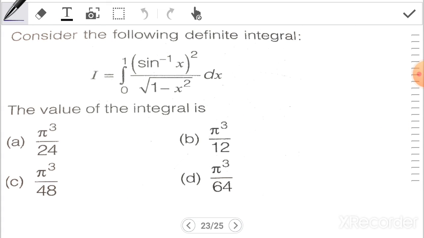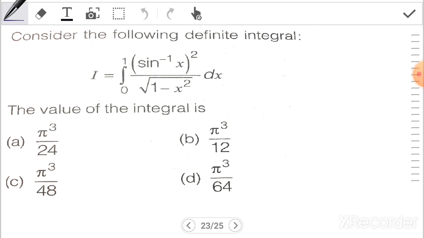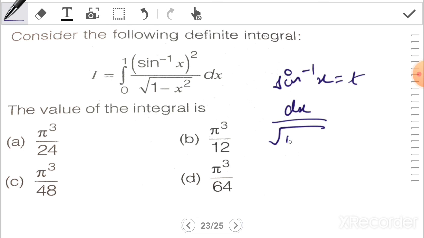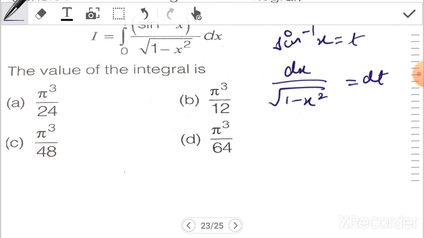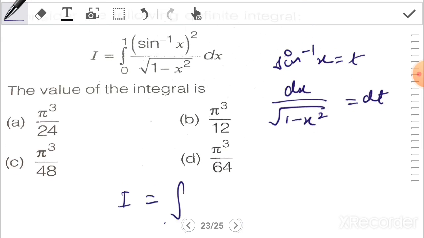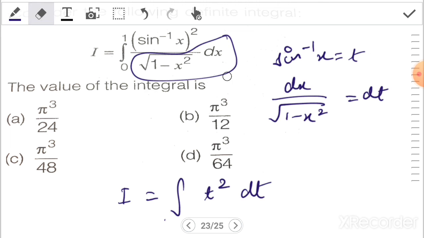Consider the following definite integral. The value of the integral is. Let us put sin inverse x as t, then dx by root under 1 minus x square will be equal to dt. Now you can write I as integral of t square dt.